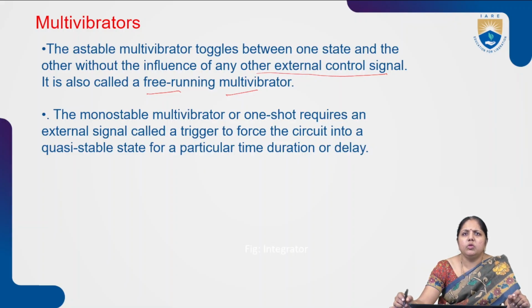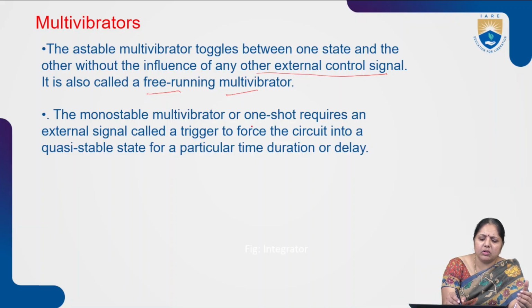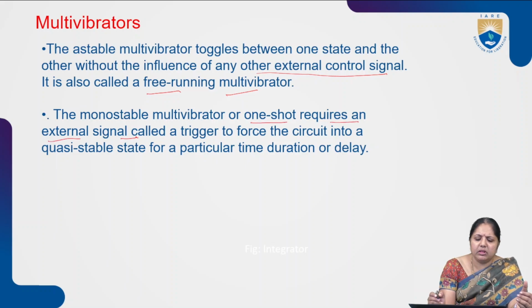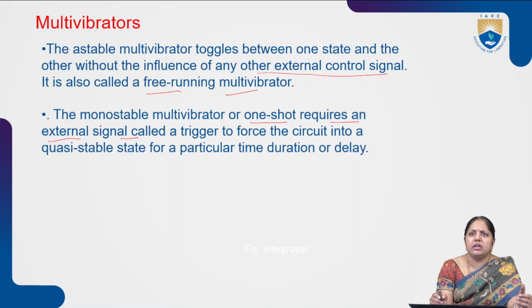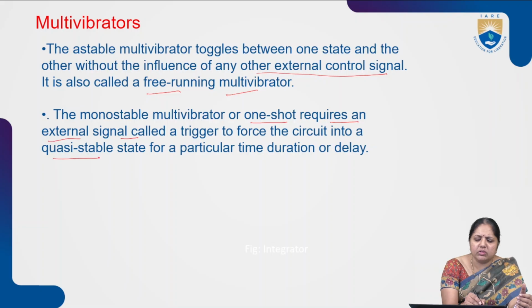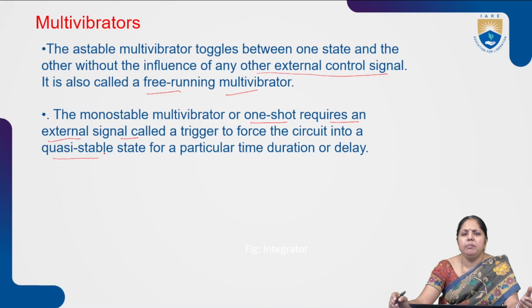Coming to the monostable multivibrator, the name itself tells you: mono-stable. The monostable multivibrator stays in the stable state for a long amount of time. By applying an external trigger pulse, the circuit moves to the quasi-stable state. This is also called a one-shot multivibrator. The circuit goes into the quasi-stable state for some particular duration of time, and again it comes back to the stable state.